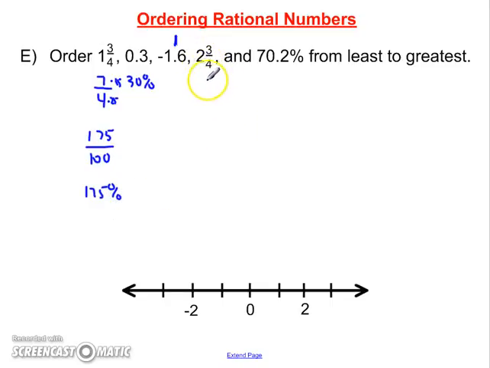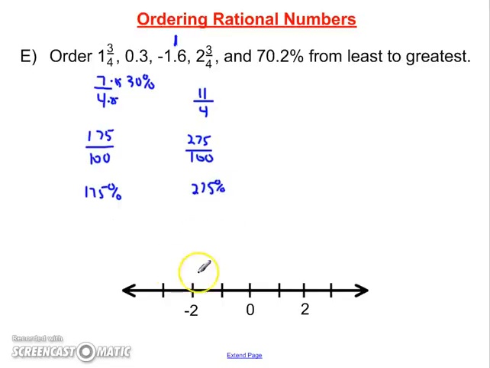Well, 2 times 4 is 8, 9, 10, 11/4. And in this case, if I go over 100, I know that 12/4 is 300. This is one less than that, so it looks like we have 275. So, 275%. And I think that gives me enough.